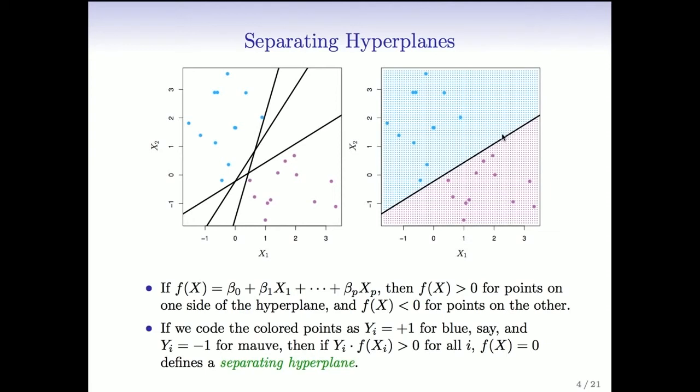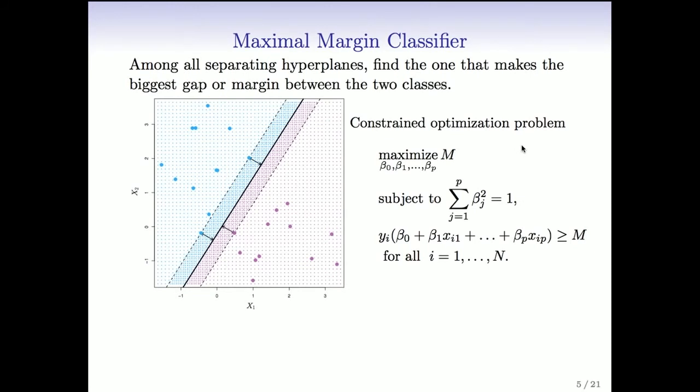Now, it's all very well coming up with a separating hyperplane, but we've got many to choose from. If we had to choose, which one would we pick? That brings us to the idea of the maximal margin classifier. With the same set of points, the idea is that amongst all separating hyperplanes, we find the one that makes the biggest margin, or biggest gap, between the 2 classes. We've indicated over here the optimal hyperplane, found through an algorithm we'll tell you about. You can see that the hyperplane is exactly equidistant from the closest blue point and the closest mauve point. And that makes the biggest gap.